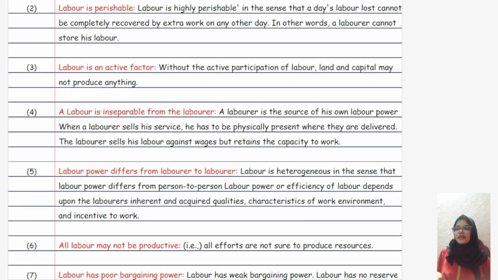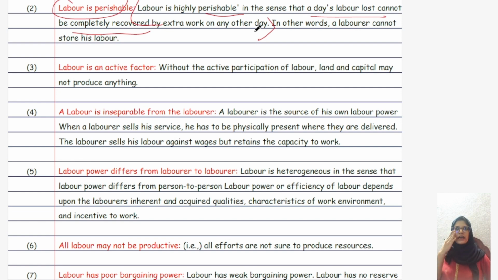Labor is perishable. What does that mean? Labor is highly perishable in the sense that a day's labor lost cannot be completely recovered by extra work. So it's perishable, meaning it can deteriorate very easily. If this is today's work, you have to do it today itself. If you have not done today's work and you have taken leave, today's labor is gone.